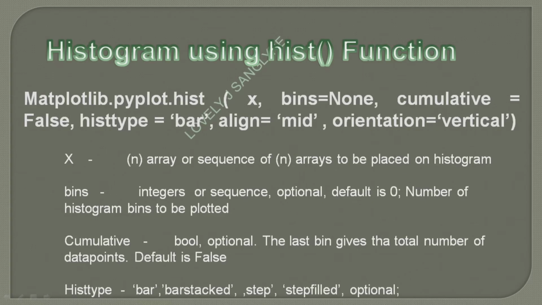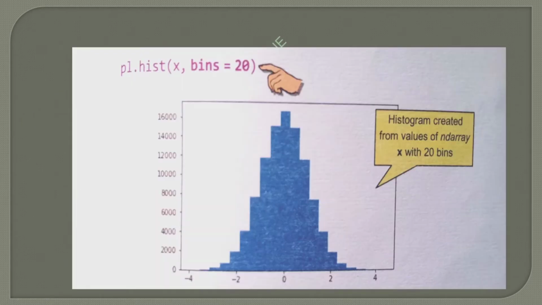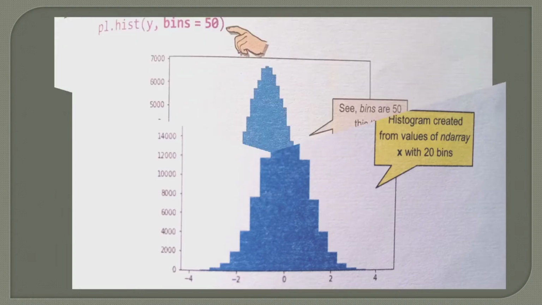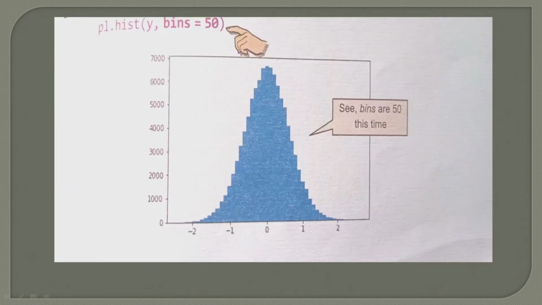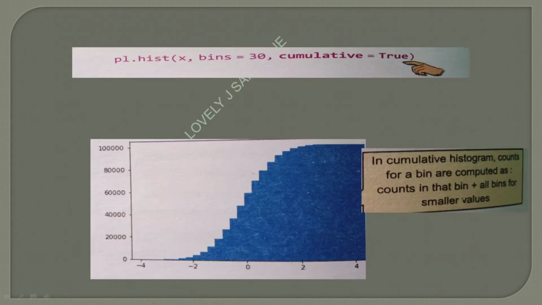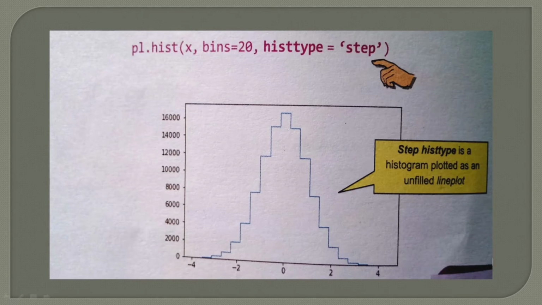Now let me demonstrate how to plot histograms from an ND array with 20 bins. To specify the bins, the bins argument of the hist function is used. Here you can see bins is equal to 20. To plot a histogram from an ND array of Y with 50 bins, we can use bins equal to 50. And for cumulative, we can specify cumulative equal to true. In a cumulative histogram, counts for a bin are computed as counts in that bin plus all the bins for smaller values. To specify histogram type, we can use the histtype argument, as in this example, histtype is equal to step.